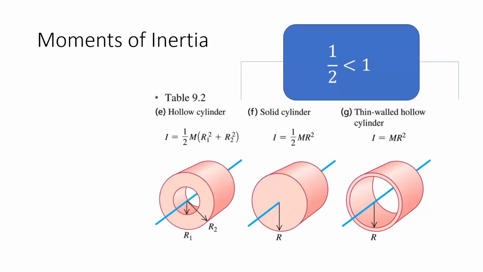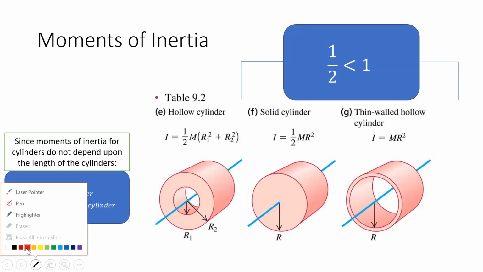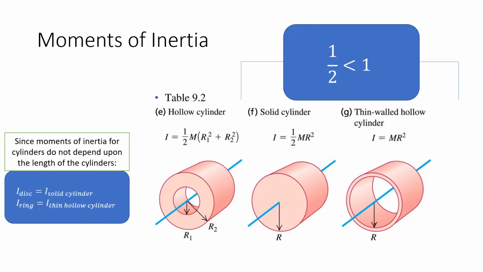Let's look at cylinders. Let's start with the hollow cylinder. The thickness of the hollow cylinder is very small in comparison to the radius or the distance from the axis of rotation. So we will assume that each particle in the hollow cylinder is a distance r from the axis of rotation.